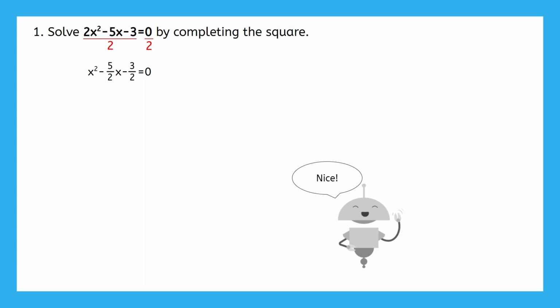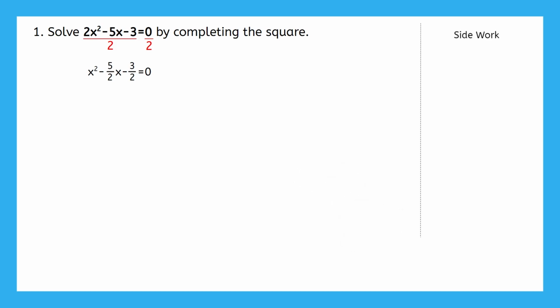Now it's fraction time. Let's make some side workspace over here to do some operations. To build our square, we need to split the negative 5 halves x in half. Getting half of negative 5 halves is the same as multiplying negative 5 halves by 1 half. How is it that we multiply fractions? Mia, do you remember?